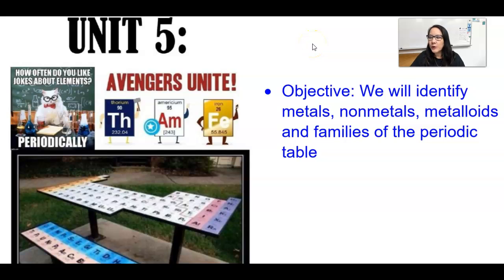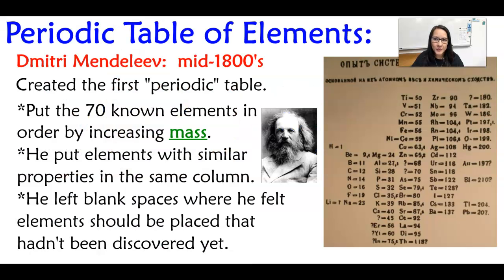Unit 5, we're going to focus on the objective of identifying metals, nonmetals, and metalloids, as well as families on the periodic table. So first, a little bit of history about the periodic table.